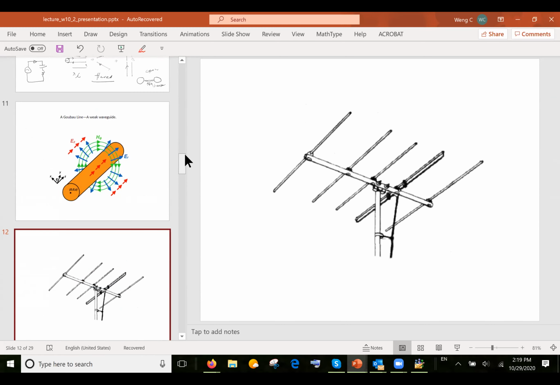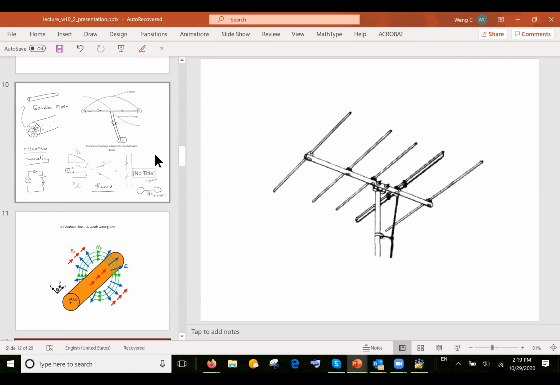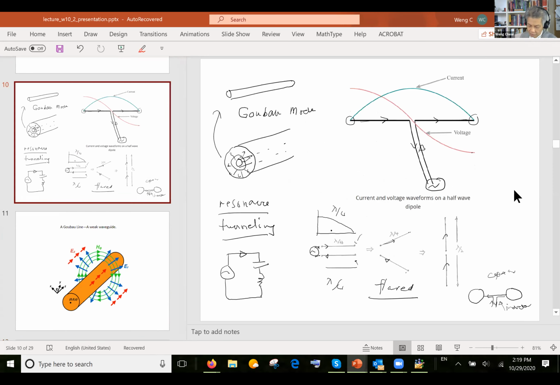About the dipole, yes. Do we have fringe capacitance and inductance at the end of the wire? Well, the fringe capacitance is very small because if you look at the electric field here, the electric field is going to look like this, right?